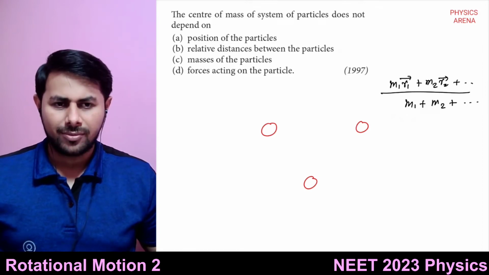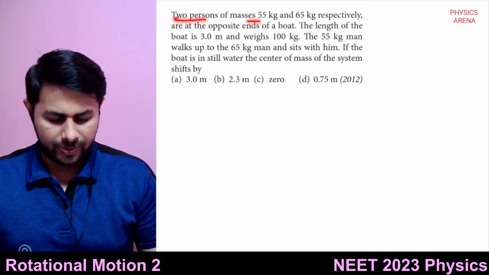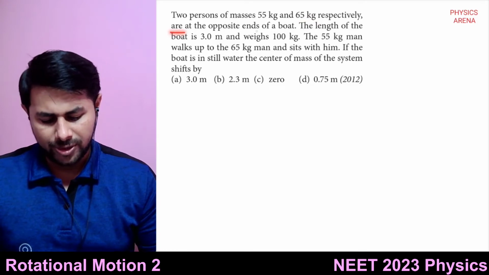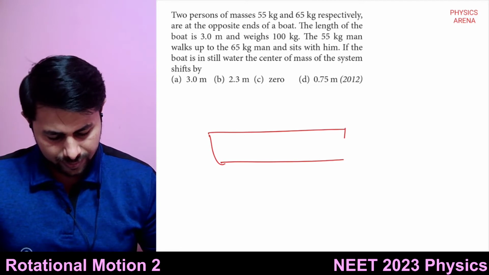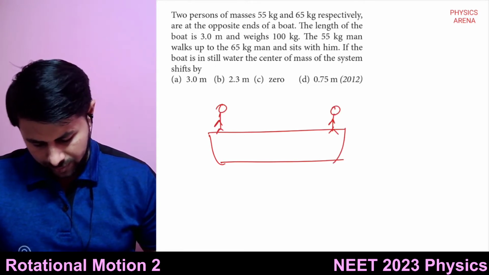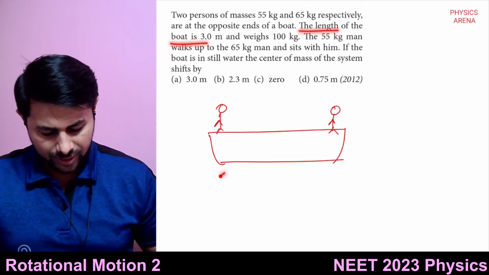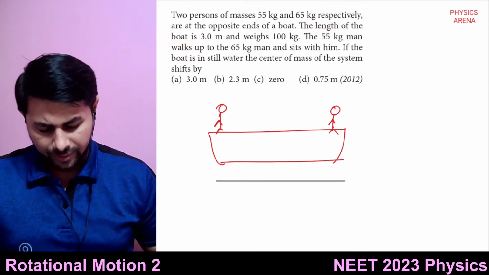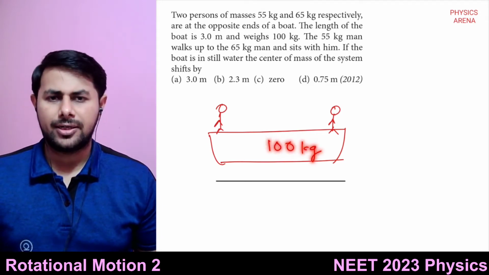Good, so next question. Two persons of masses 55 kg and 65 kg respectively are at opposite ends of a boat. So you have a boat, and these are two people on opposite ends of the boat. The length of the boat is 3 meters, and the weight of the boat is 100 kg.